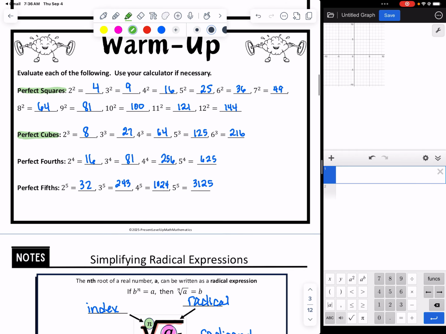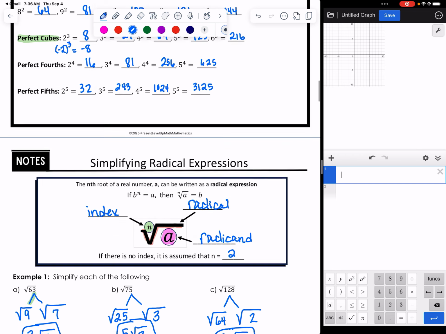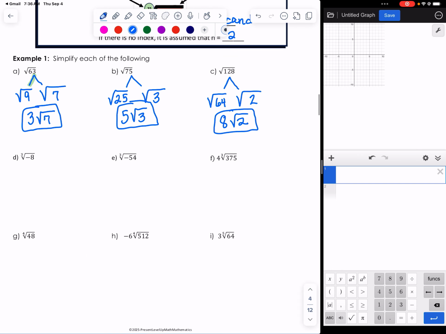Now, I want you to notice that 8 is in our list of perfect cubes. So we could also do negative 2 to the third power, and that would give us negative 8, because negative 2 times negative 2 times negative 2 is negative 8. So the cube root of negative 8 would simplify to negative 2. And again, let me explain the reason. That's because negative 2 times negative 2 would be 4, and then 4 times negative 2 would be negative 8.